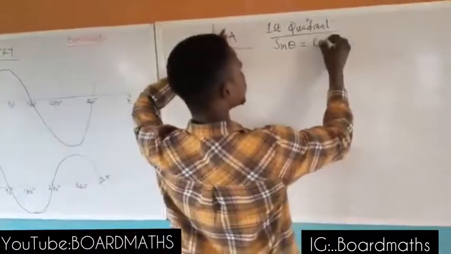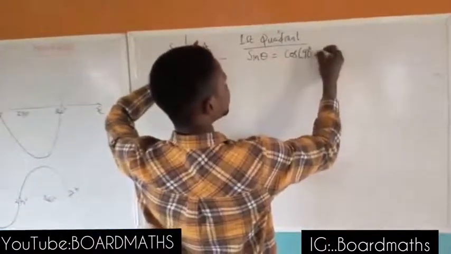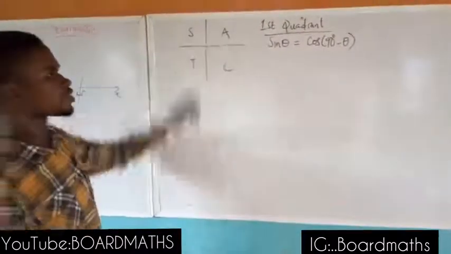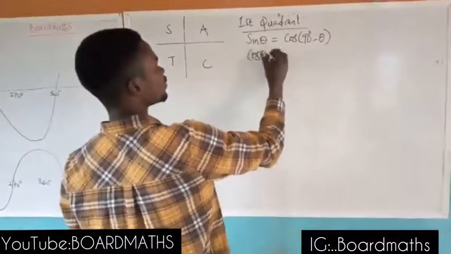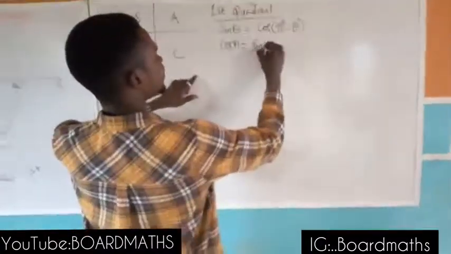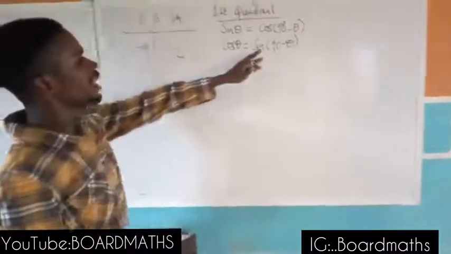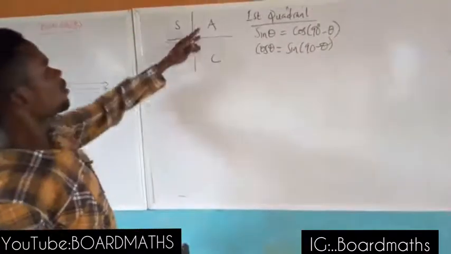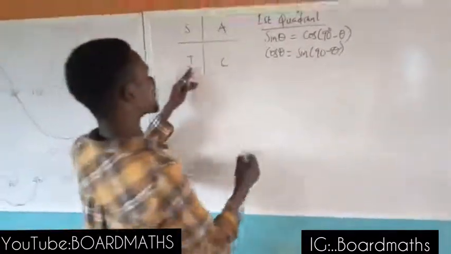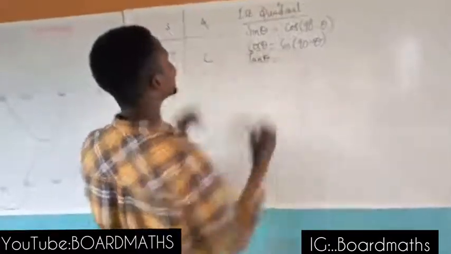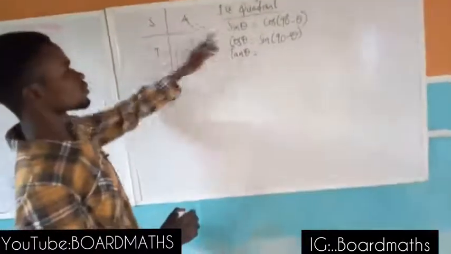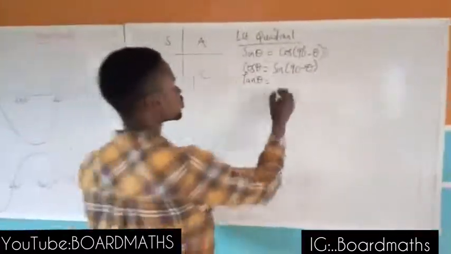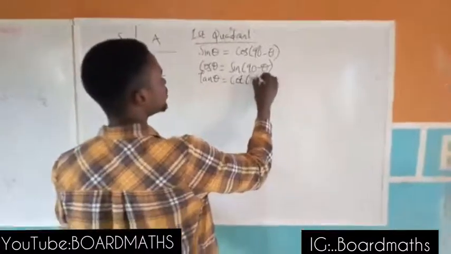So we have cos 90 degree minus theta. Also, cos theta is sine 90 degree minus theta, because you relate to 90 degree: sine changes to cos, cos to sine. So cos is positive. For tan theta, if you relate to 90 degree, tan changes to cot. Tan is positive here. So tan changes to cot, and we have cot 90 degree minus theta.